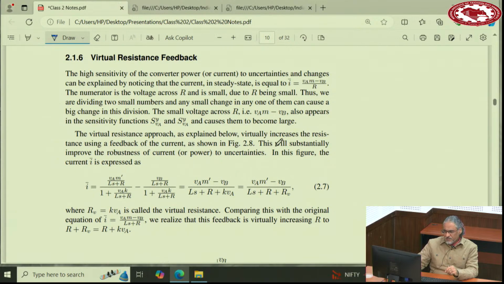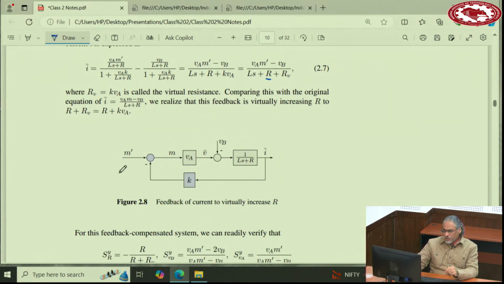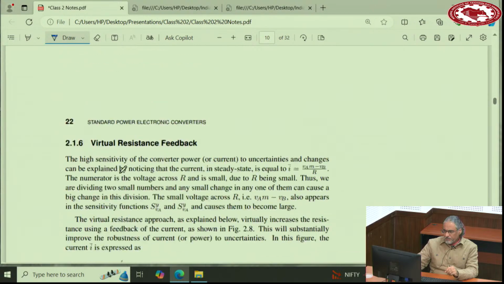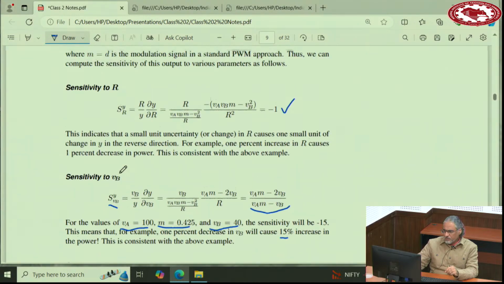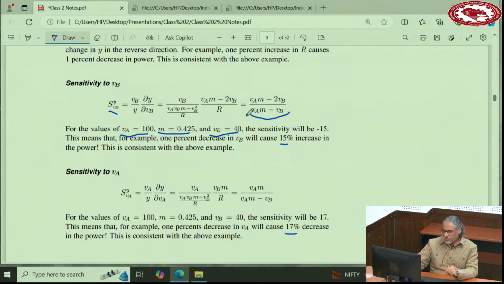If you really look at the sensitivities, the reason that these sensitivities are large is because this R is small, right? All of them depend on this R here, which is the denominator. And if you express this in terms of R, because VAM minus VB is the voltage across the resistor, it's very small. So again, the denominator here is very small because R is very small.